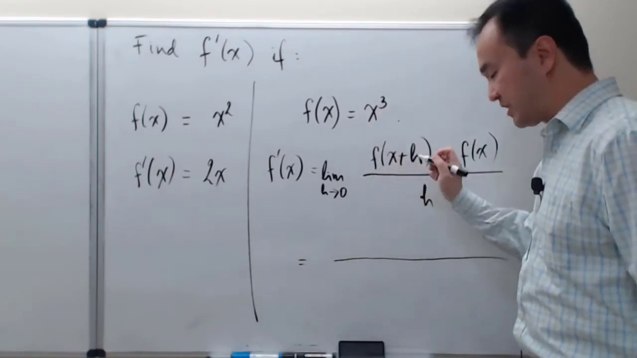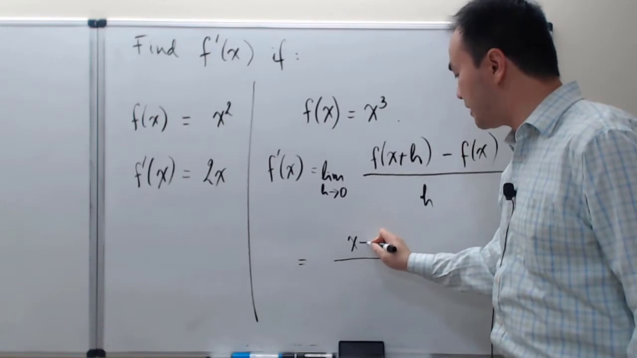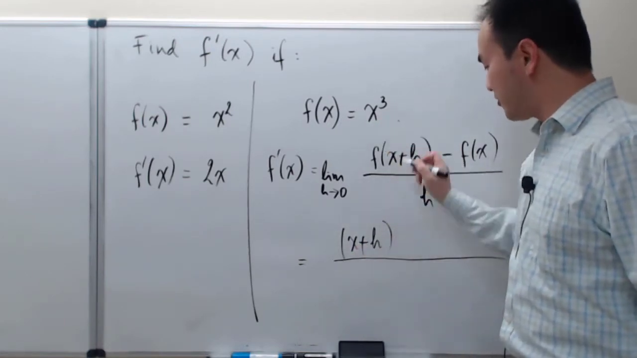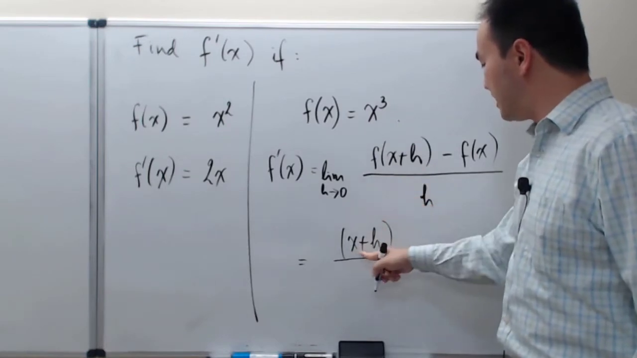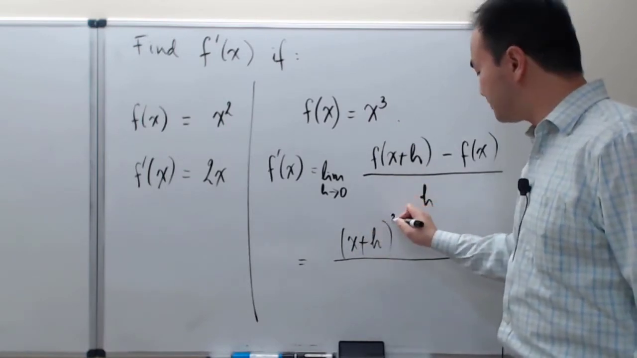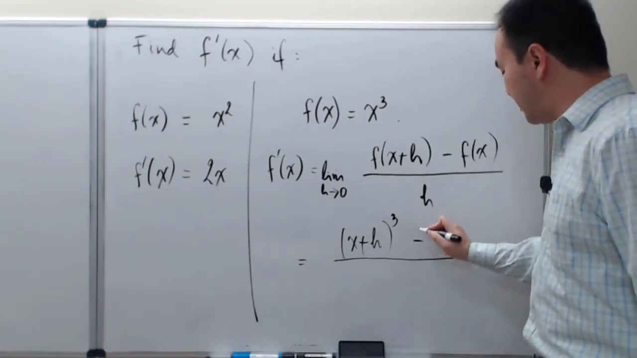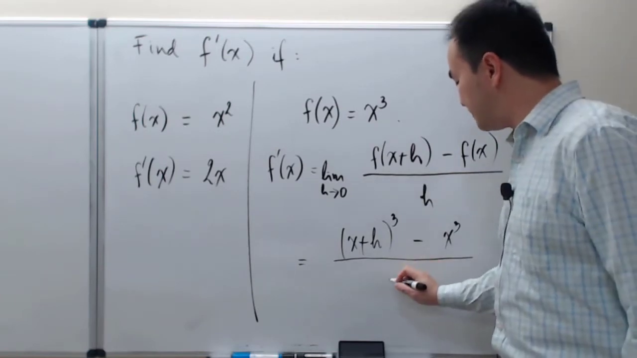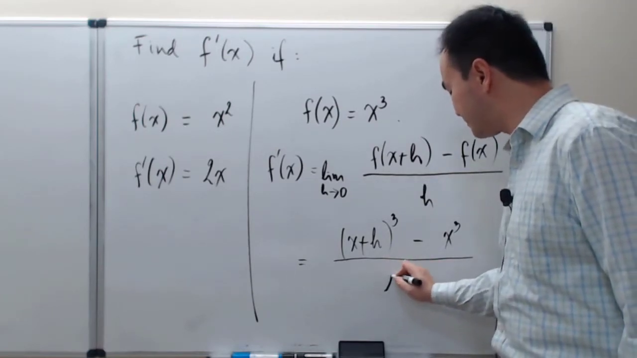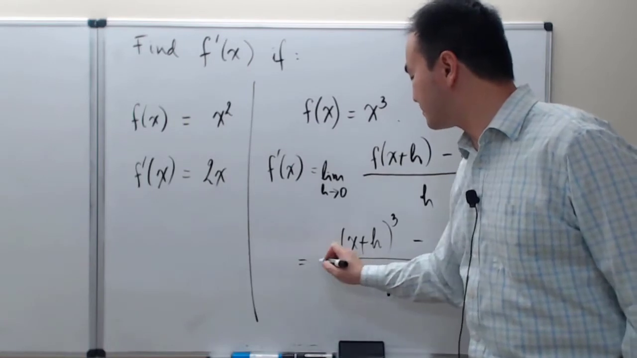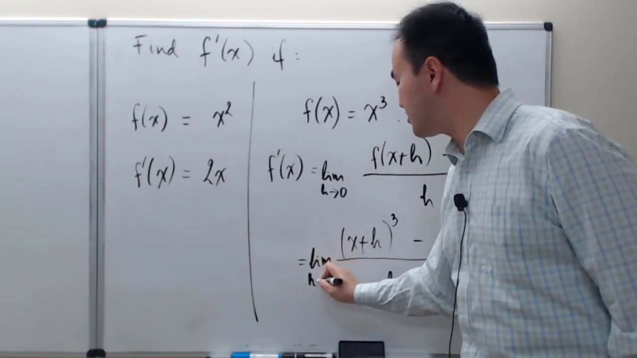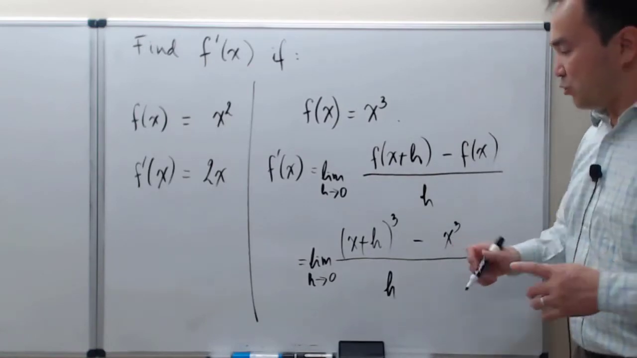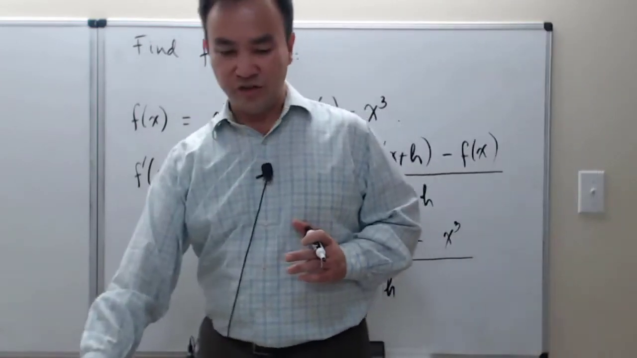So f of x plus h, once again, as you have seen this work so many times, I am going to substitute x plus h into our function, and our function is x cubed. So here x plus h all cubed, it's a cubic function, and minus f of x, which remains the same, x cubed. And we are dividing this by h, and we take the limit as h goes to 0. Okay, and so in this way, now let me switch to the other board.